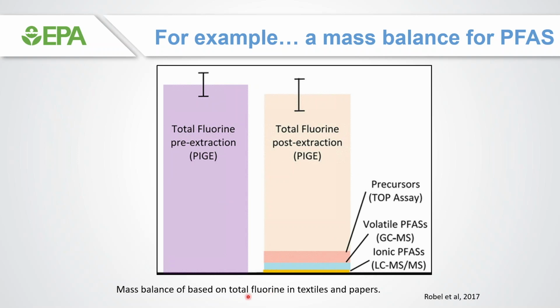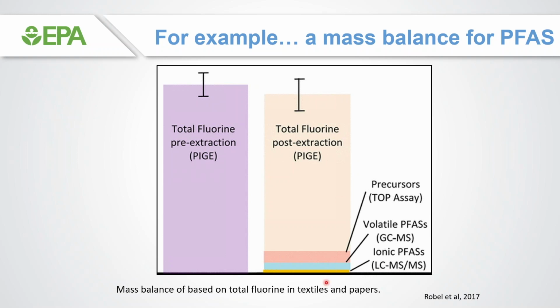But there are some total fluorine measurement techniques that are appropriate for solids, like textiles and papers, and that's what this figure is taken from, a paper focused on textiles and paper products. You can see here that the majority of the fluorine is being detected through this PIGE method, which is basically looking at fluorine alone.